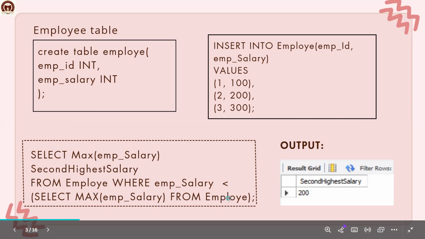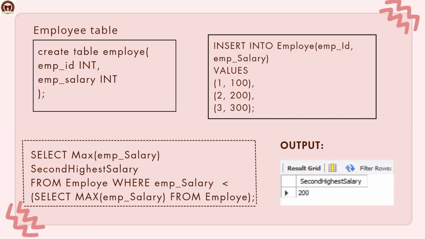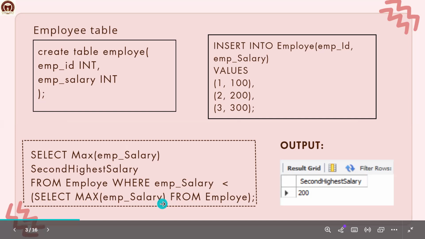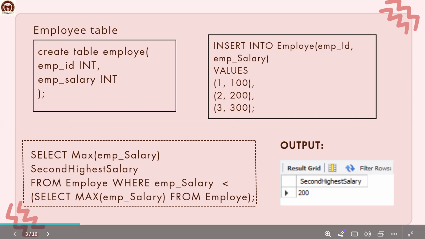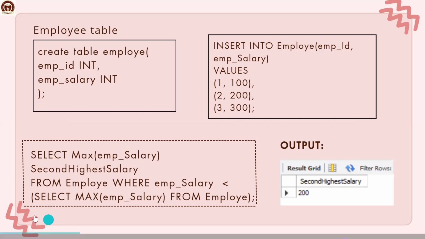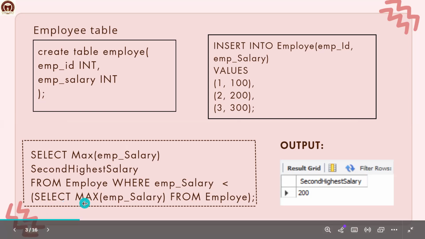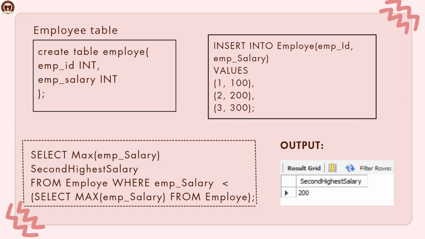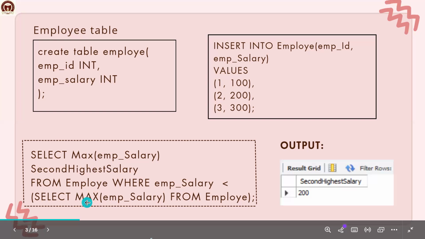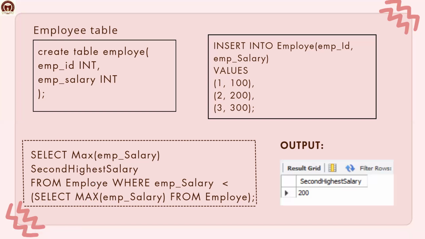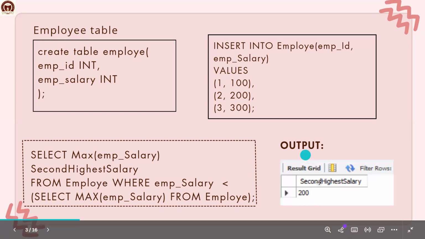The where clause ensures that only salaries less than the maximum salary are considered. This filters out the employee with the highest salary of 300. The outer query then selects the maximum salary from the remaining rows, which is 200, nothing but the second highest salary in the table. So this query returns the second highest salary, which is 200, and labels it as second highest salary. This is the output.